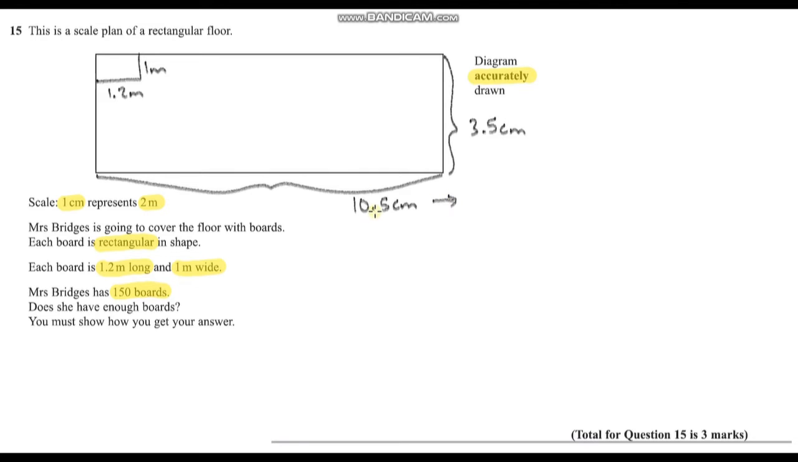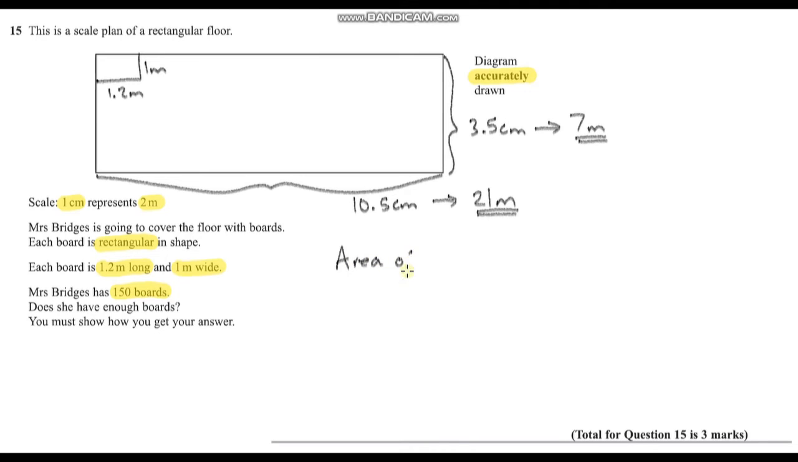So the width, we're going to do 10.5 times 2, which is 21. So it's 21 meters. And let's do the same thing with this length here. 3.5 times 2 is 7. So that is going to be 7 meters. So now we've got the length and the width of our room, we can work out the area.